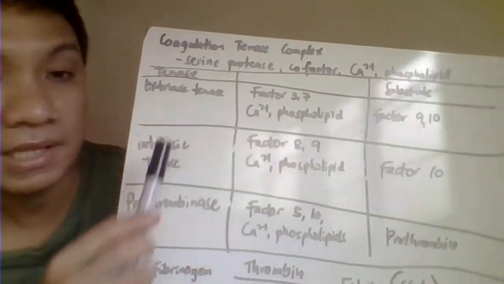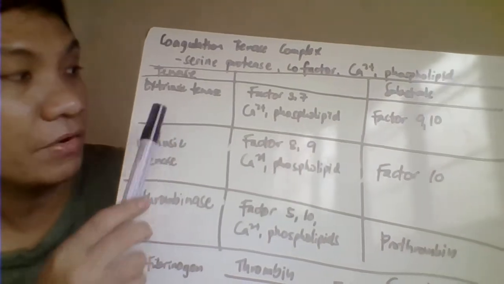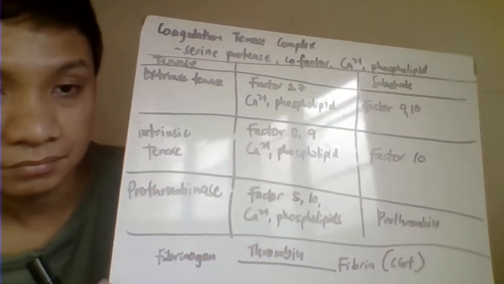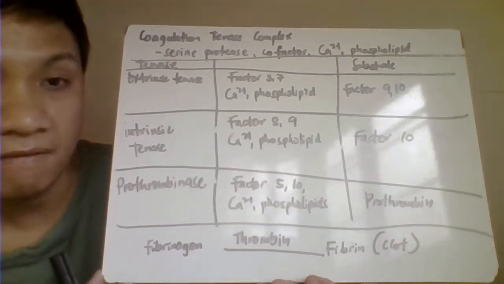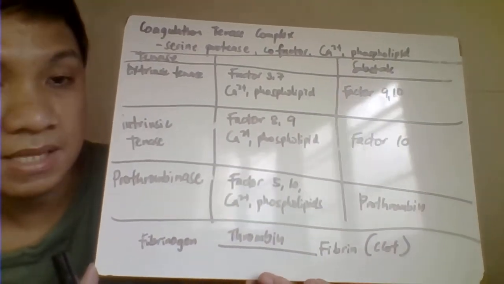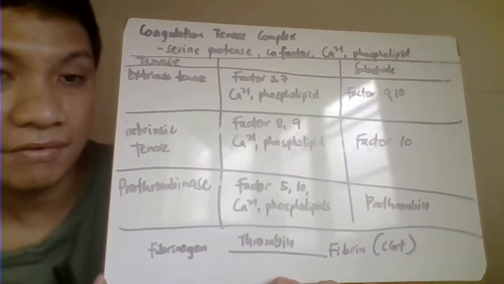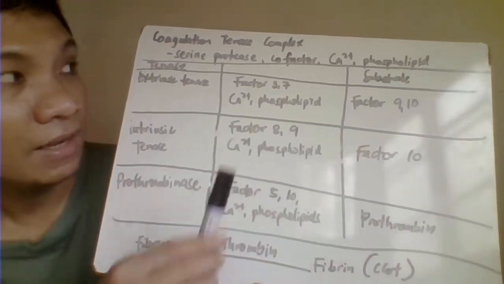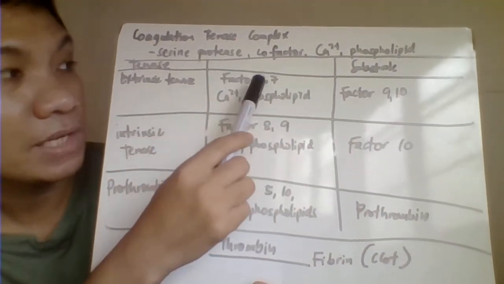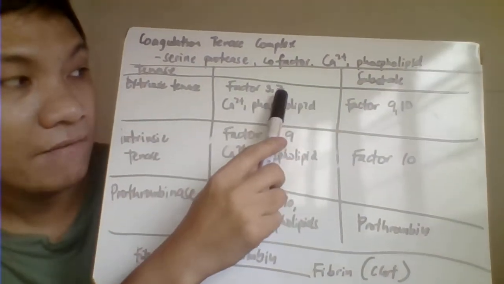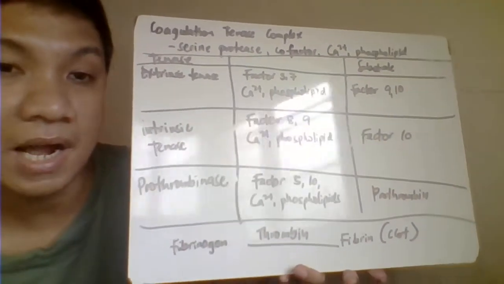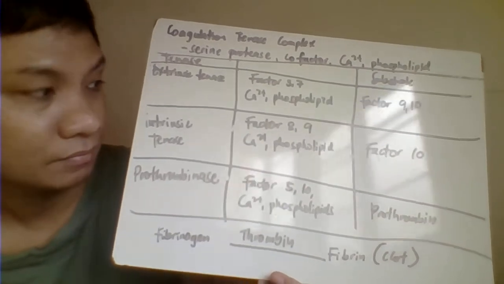So we have different kinase complexes. First one, we have your extrinsic kinase. Extrinsic kinase is made up of factor 3 and factor 7 plus calcium and phospholipid. The substrate for that includes factor 10 and factor 9. For this one, the serine protease is factor 7. Factor 3 is considered here as your cofactor.